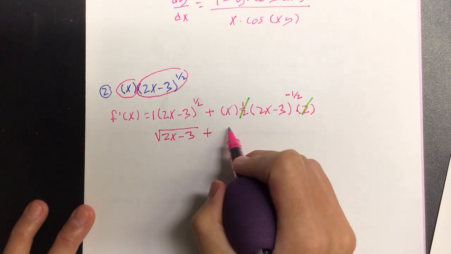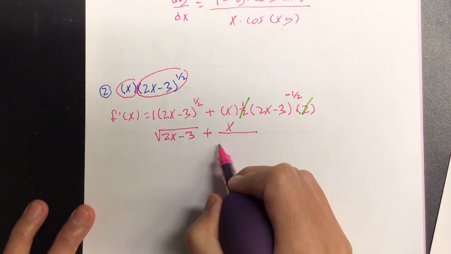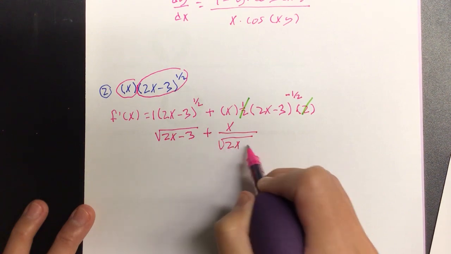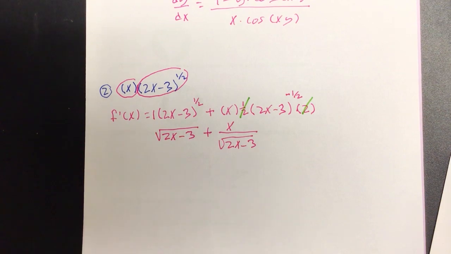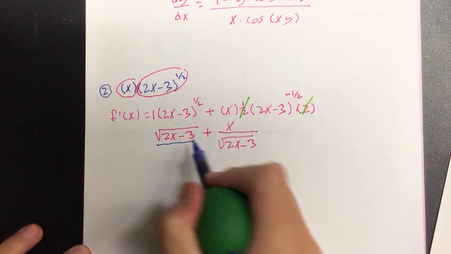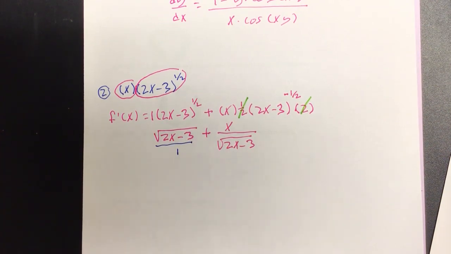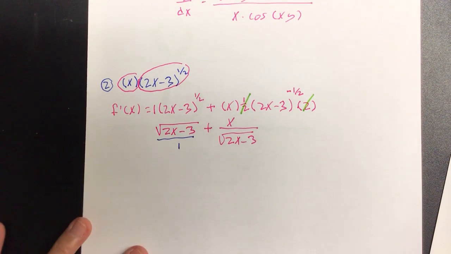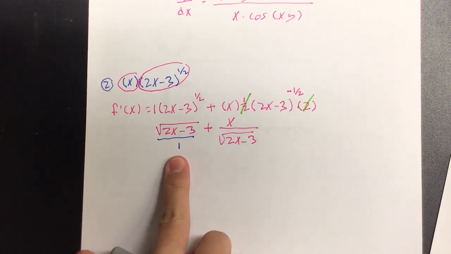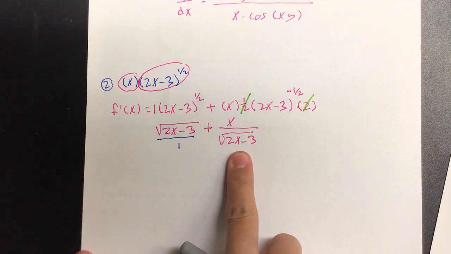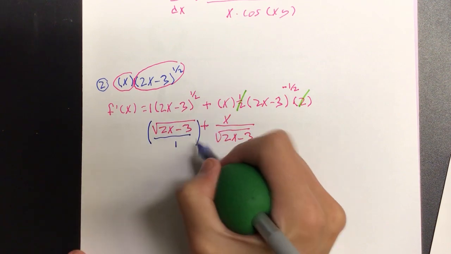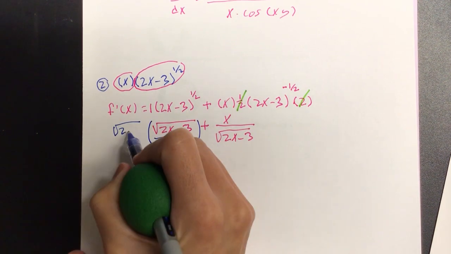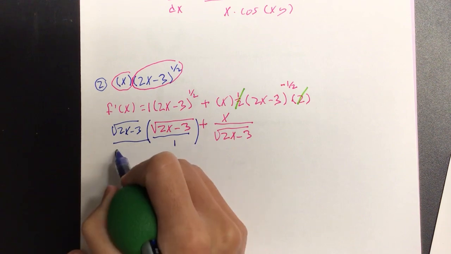And since I have that as a negative, I want to go ahead and put that on the bottom. 2x minus 3. And let's go ahead and put this understood over 1. And then we need to figure out our greatest common factor here. I see a 1, and I see radical 2x minus 3. Do we all see that? Yeah. Okay, so what I want to do is take this 1 and multiply by radical 2x minus 3 so we can have a common denominator.